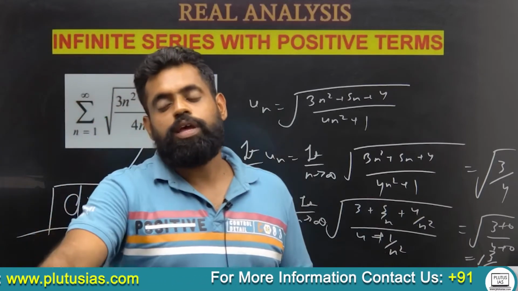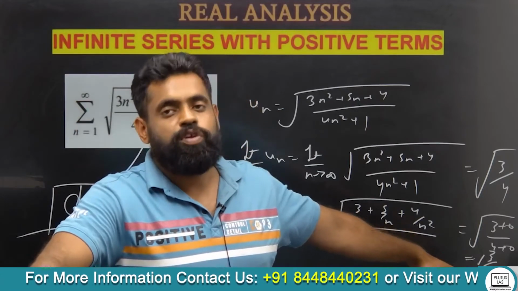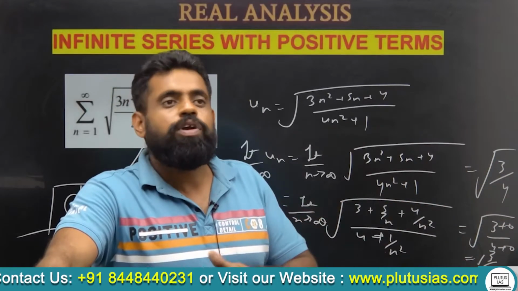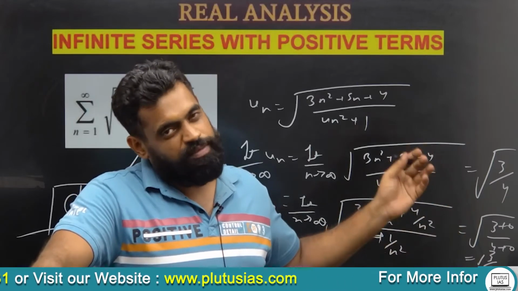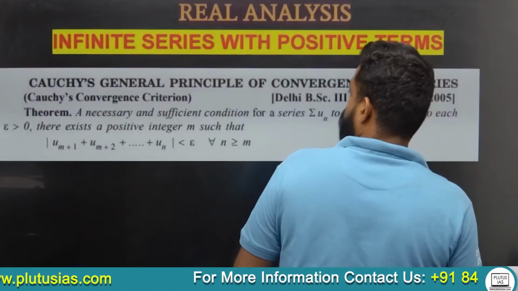But in the case of a 15-marker question, you will get this equal to 0, but don't write that this series is convergent. When you get 0, then you are not sure whether it is convergent or divergent. But if you get non-zero, then it is definitely divergent. So it depends on the question.